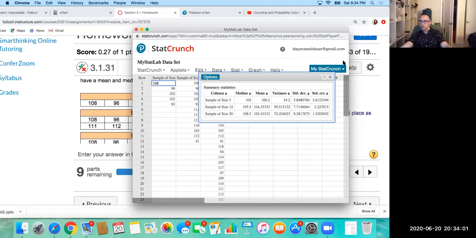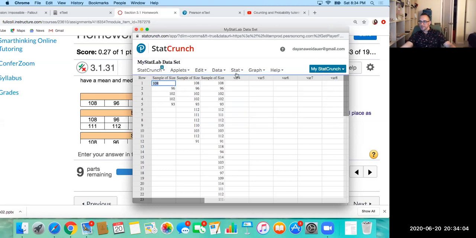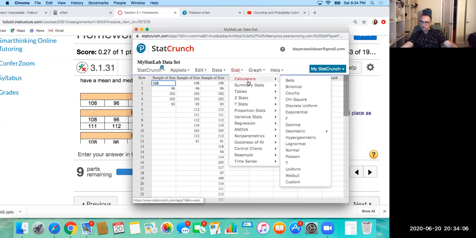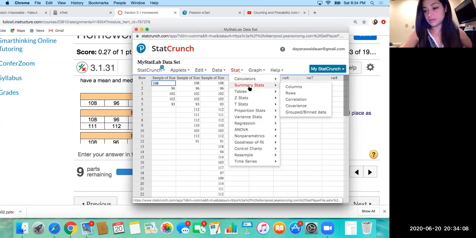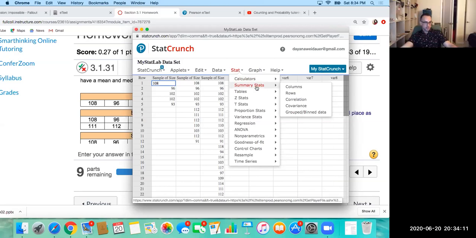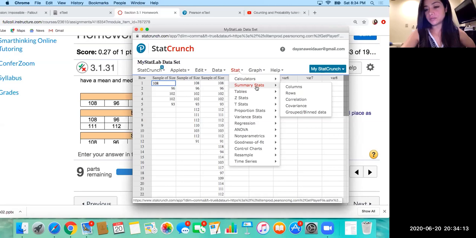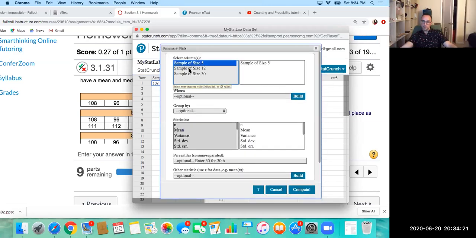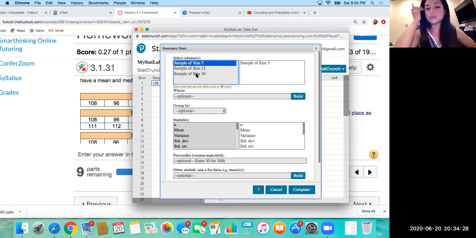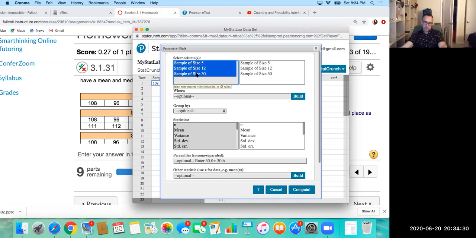All right, now I'm going to do it again. I go to Stat, Summary Stats, and then Columns. And now I have 3 things that I can choose from. I can choose one of them or all of them. We need all of them, don't we? Yes. If I hold down Shift and then press Enter on the 3rd one, then it selects all 3. Otherwise, I can just do one at a time.